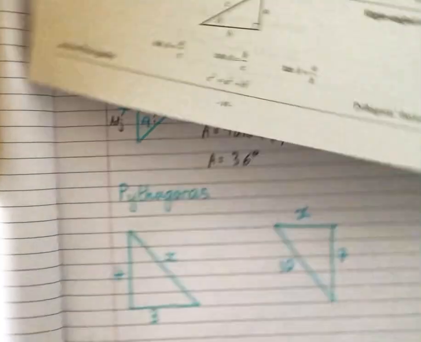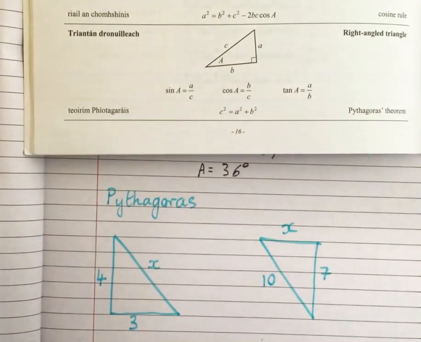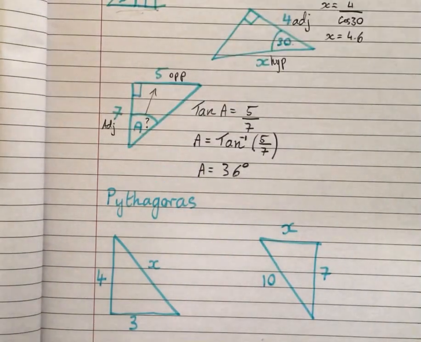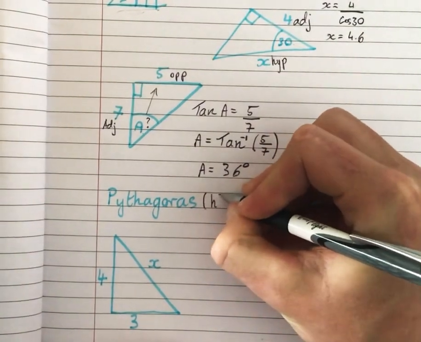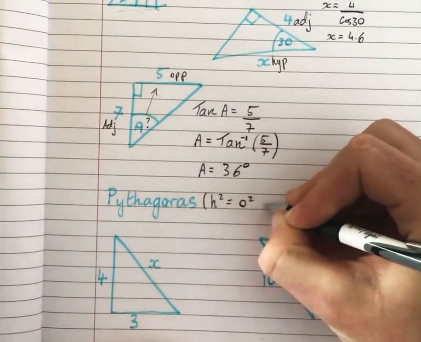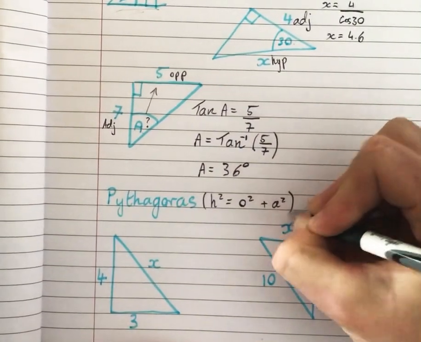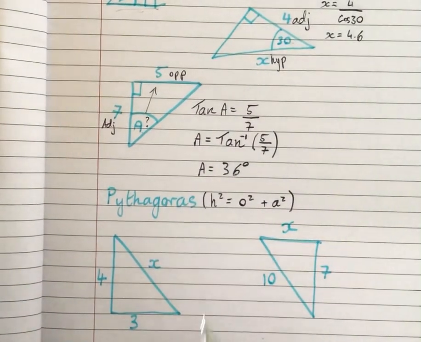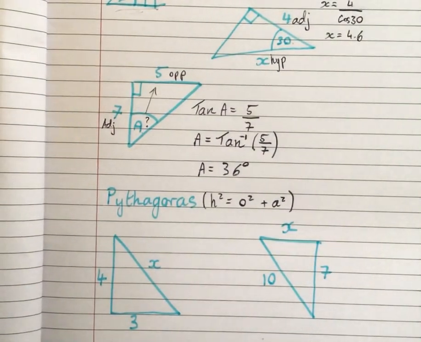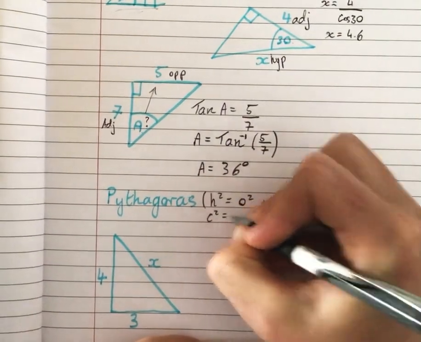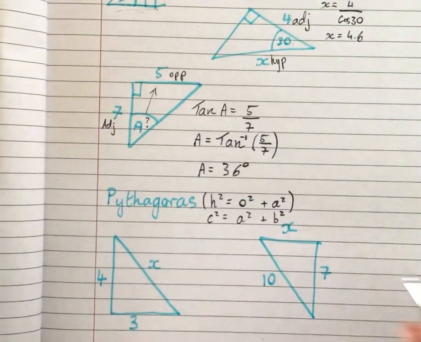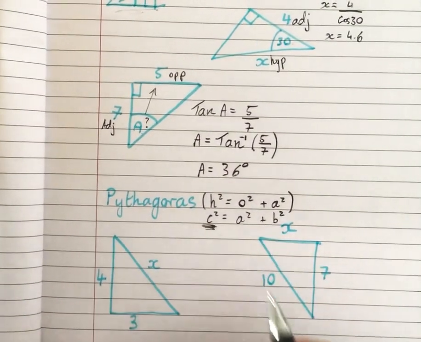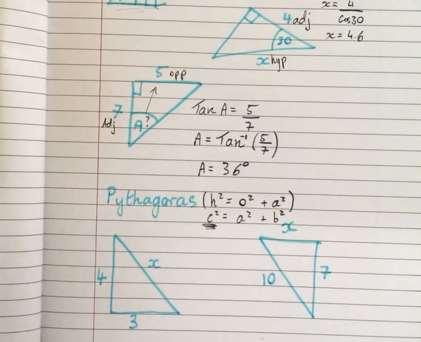And Pythagoras' theorem is in your log tables on page 16, and it says c squared equals a squared plus b squared. Now you can learn off this way. My recommendation would be to learn off Pythagoras' theorem as h squared equals o squared plus a squared. Now the reason for this is hypotenuse squared equals opposite squared plus adjacent squared. In your log tables it says c squared equals a squared plus b squared. Either way, the most important thing that you do is the number by itself. So the h squared or the c squared, that has to be your hypotenuse.